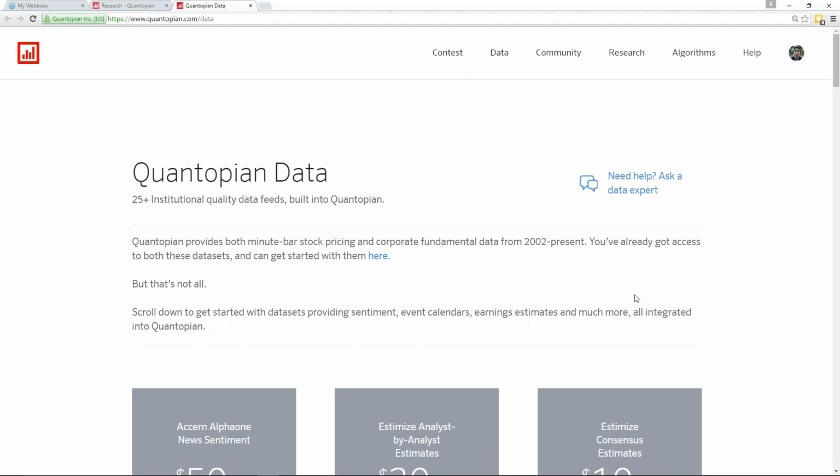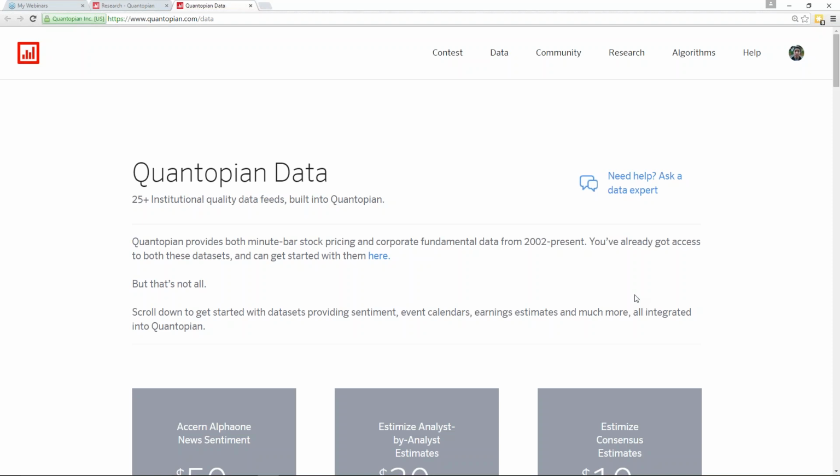In addition to that market and fundamental data, we introduced 25 new institutional quality data feeds built into Quantopian last month. So in addition to that table stakes market and fundamental data, now we've got data that you can use to build and look for signals and really build your strategies around. Look for alpha in these data sets. You could also use them for your risk models as well. These are new data sets that you can use to augment or drive your strategies overall.